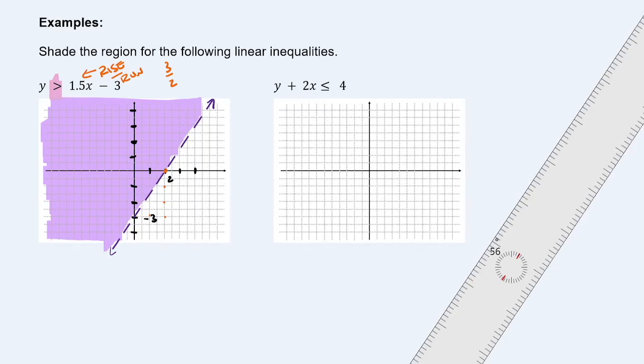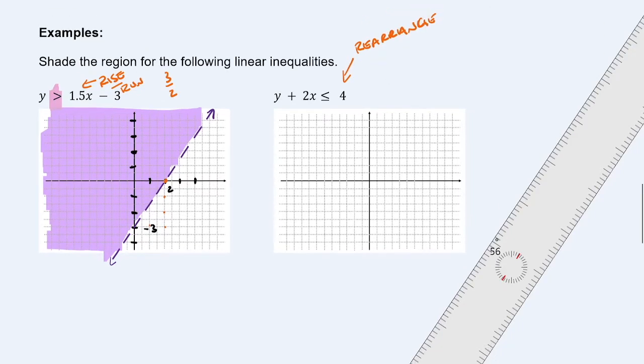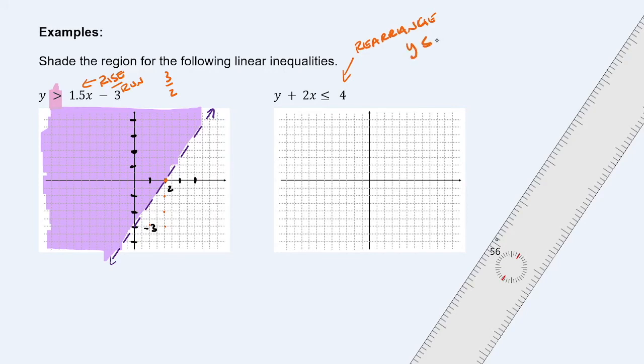Now the next one needs a little bit of rearranging. So I want to rearrange my equation so that I can make it look like y equals mx plus b. That's going to end up being y is less than or equal to minus 2x plus 4. That gives me a y-intercept of 4 and a gradient of minus 2. So for every one across, I've got to go down 2.